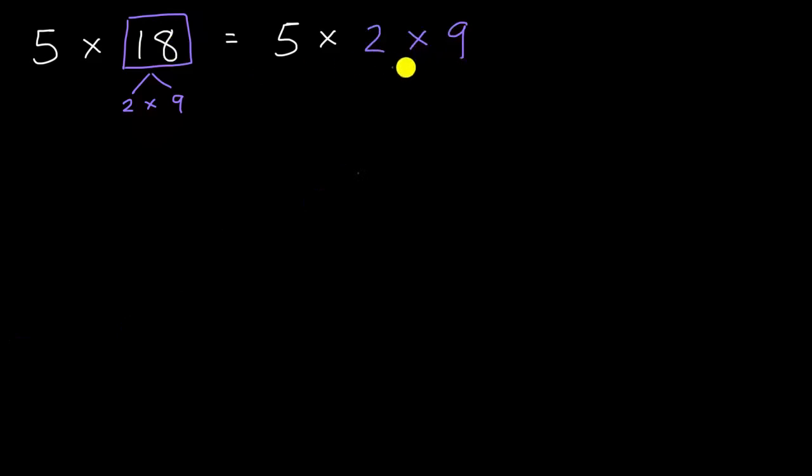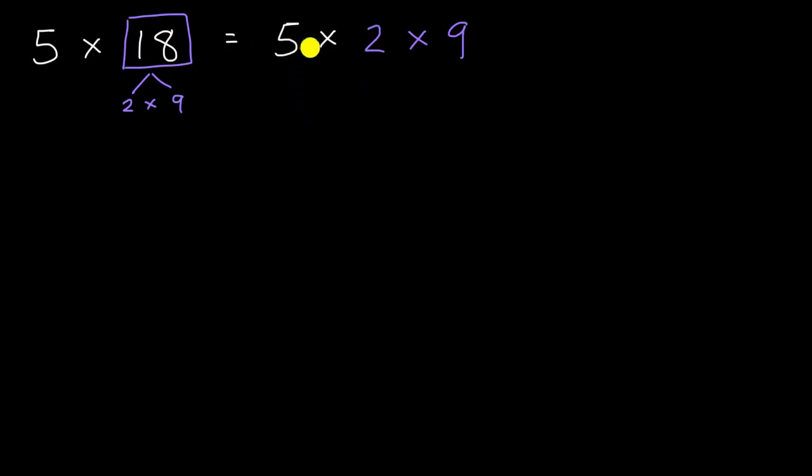Now, why does this help us? Well, instead of multiplying the 2 times 9 first to get the 18 and then multiplying that by 5, we could multiply the 5 times the 2 first. And you might be thinking, wait, hold on a second. Before, you did the 2 times 9 first, and now you're going to change the order, and multiply the 5 times 2 first. Is that okay? The simple answer is yes, it is okay.